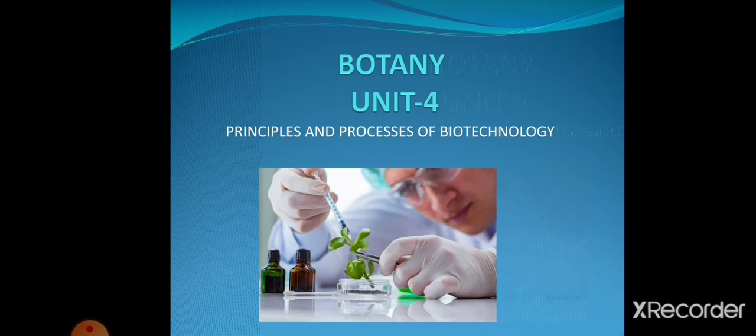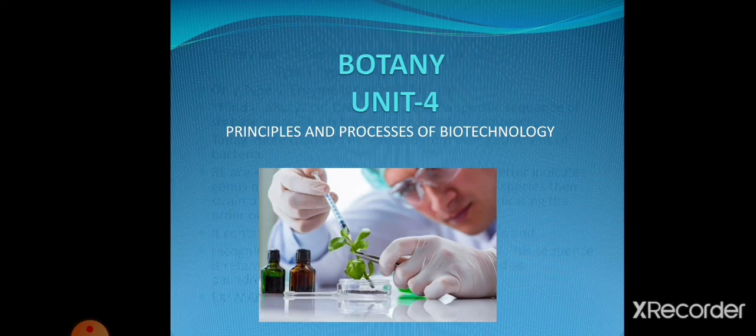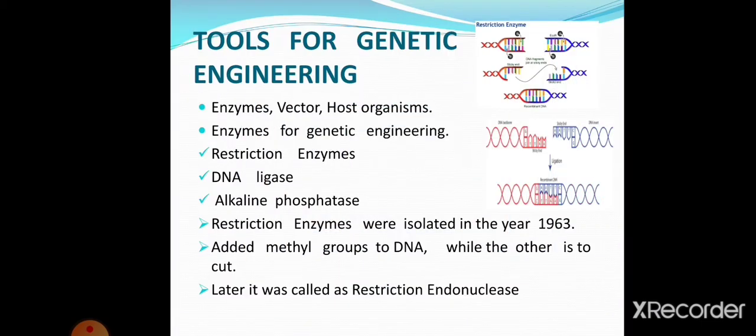It is a collective term that includes different experimental protocols resulting in the modification and transfer of DNA from one organism to another. It will transfer DNA coding for a specific gene from one organism into another organism using agents like vectors. Today we are going to discuss tools necessary for genetic engineering. The basic tools necessary for genetic engineering are enzymes, vectors, and host organisms.